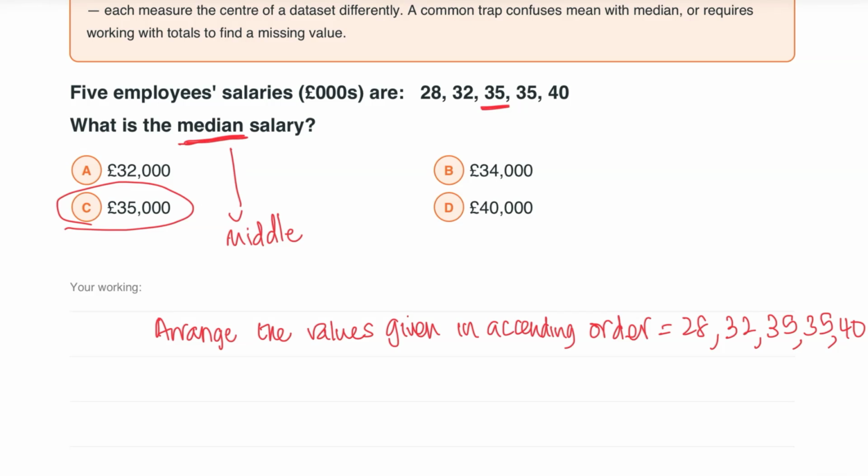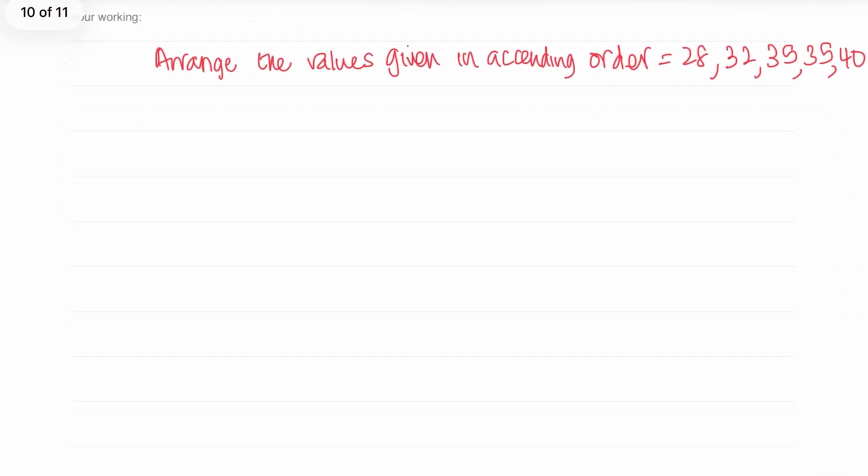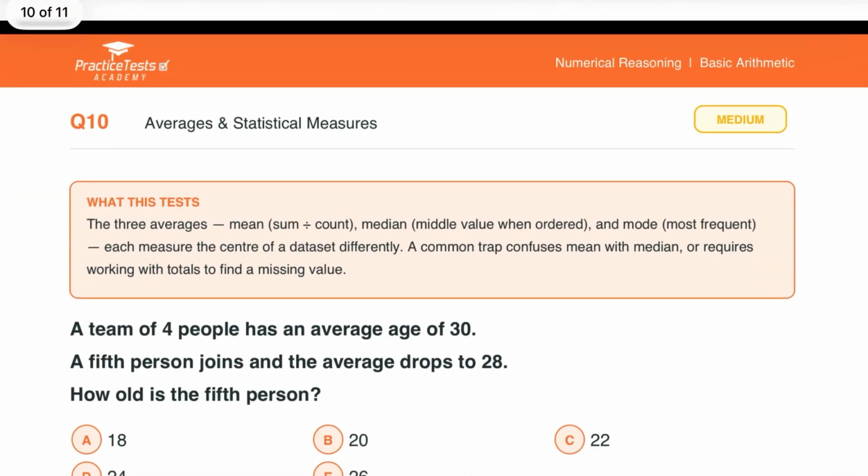Now, if you got 34,000, you actually calculated the mean. This is wrong. If you said it was 35,000, yes, it's correct. Hopefully, you didn't mistake it for the mode, because even the mode in this instance is 35. Median is what's in the middle. What's in the middle. Then we can move on to our final question.